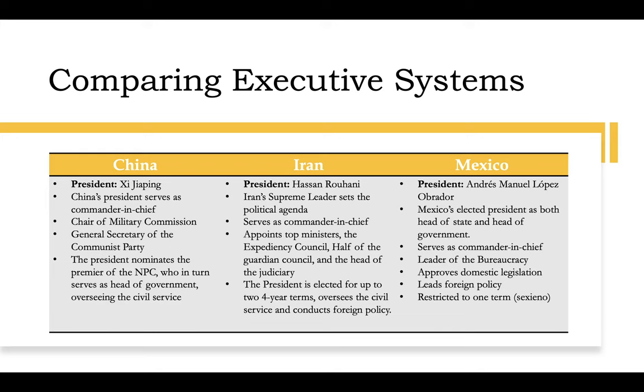So underneath your little blurbs about China, I would put most important. These are things that are non-negotiable you have to know about the executive branch of China. You need to know General Secretary of the Communist Party. And you need to know the premier is the head of government, while the president is the head of state. For China? Yep. This is all China.